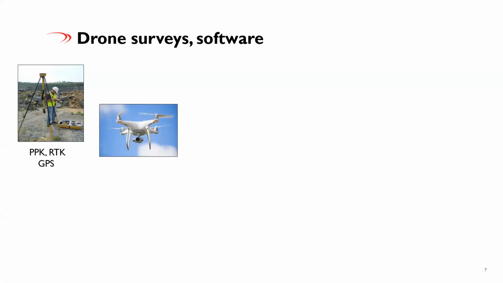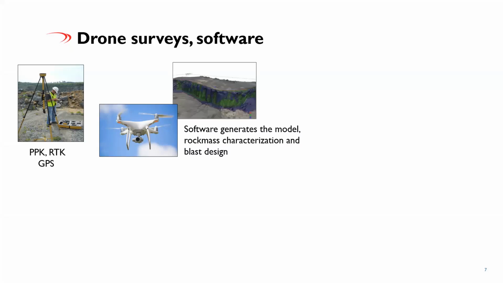The next part of the process is the flight. Typically, with most off-the-shelf drones we're able to take out and fly our mission and capture that area of interest. And from that, we download those images into the software. And from there, we can generate the model. We can characterize the rock mass. We can do our blast design.